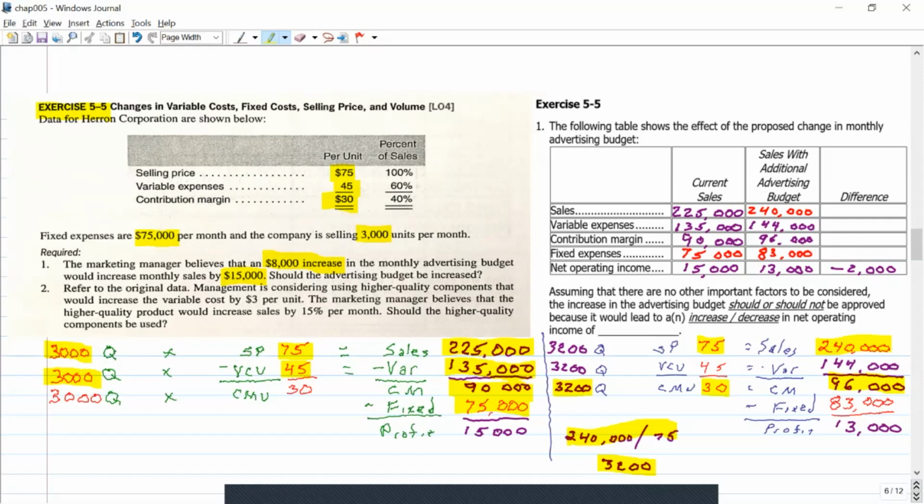So the old was 75. The new would be 83. You end up with a profit of $13,000. Under the new scenario, the profit is $13,000. Under the old scenario, it was $15,000. So you end up with a decrease of $2,000 in profit. So this is something that you would not want to do.